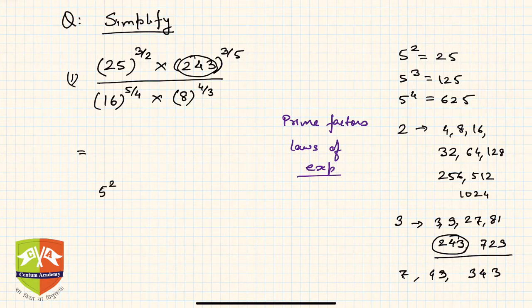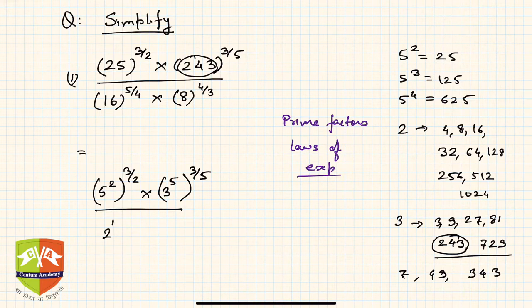This is the prime factorization, and then the exponent is 3 by 2, then multiplied by 243. What did we see? 243 is nothing but 3 to the power 5, and then the power is 3 by 5, and then 16 can be written as 2 to the power 4, and the power is 5 by 4. And 8 can be written as 2 to the power 3, to the power 4 by 3.